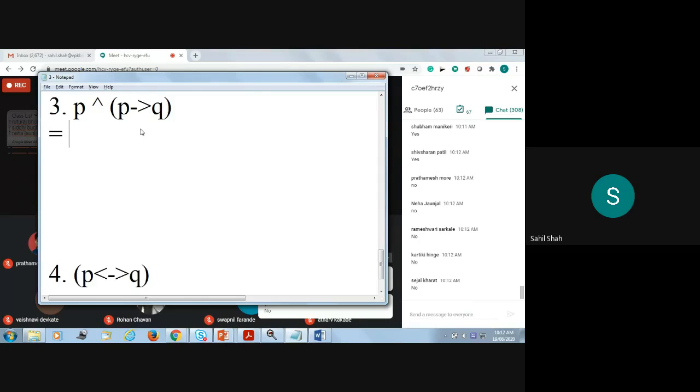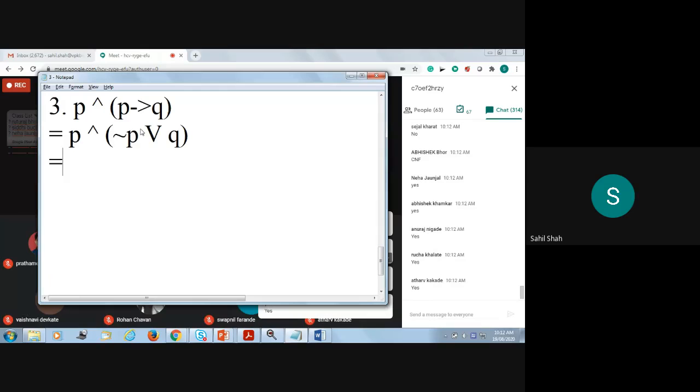This is equal to P conjunction, negation P or Q. Now whether this is in conjunctive normal form. Yes, very simple, isn't it? So what is CNF? Conjunction of fundamental disjunctions or literals. Perfect.